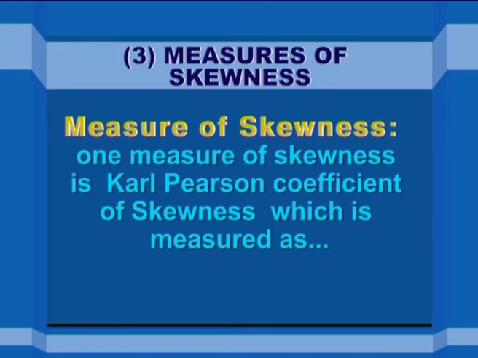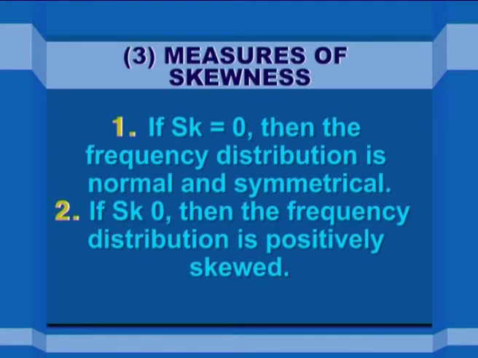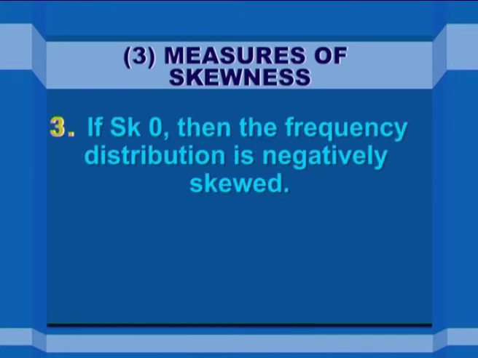Measures of skewness include Karl Pearson's coefficient of skewness, which is measured as skewness equals 3 times (mean minus median) divided by standard deviation. If skewness is 0, then the frequency distribution is normal and symmetrical. If it is more than 0, then the frequency distribution is positively skewed. And if it is less than 0, the frequency distribution is negatively skewed.